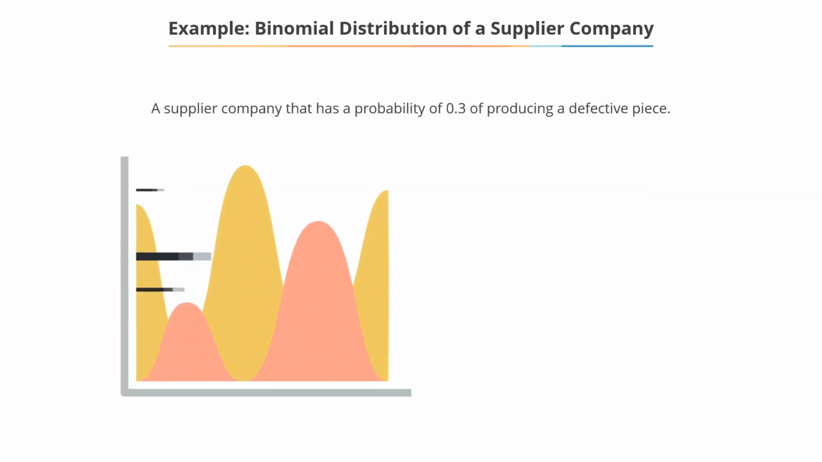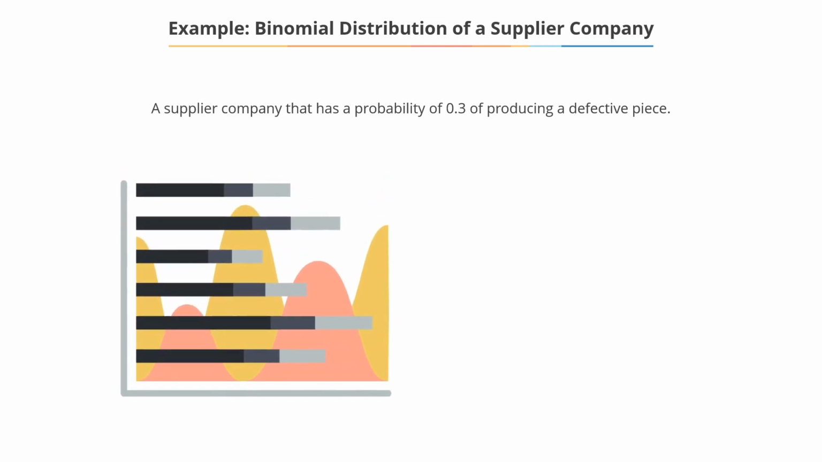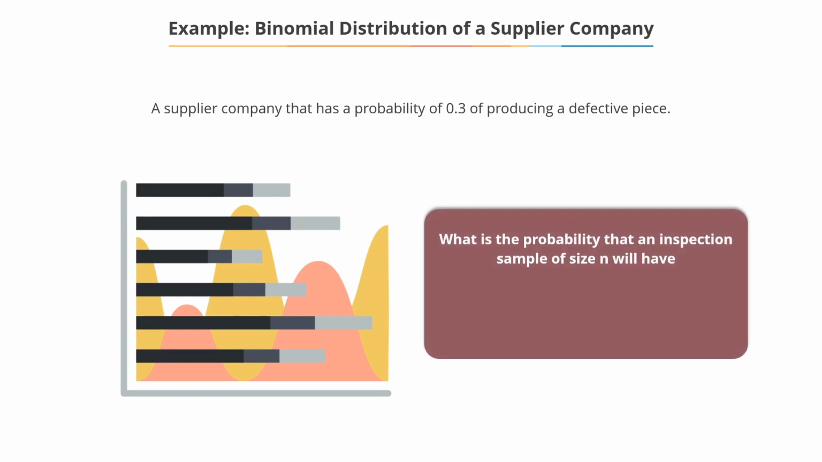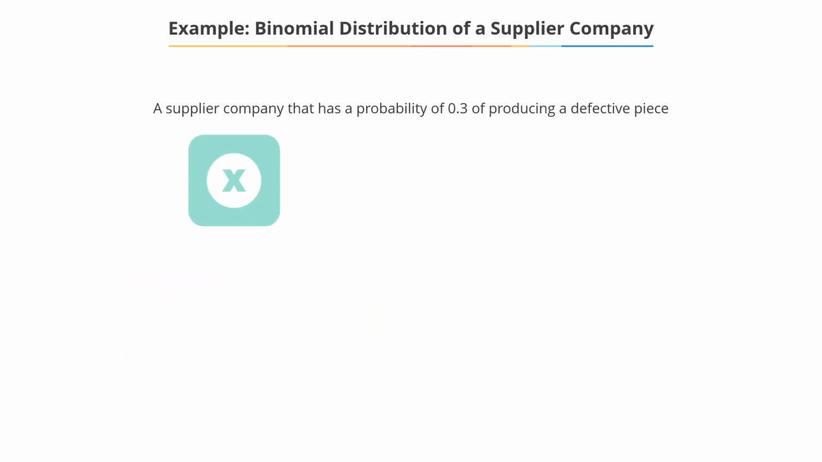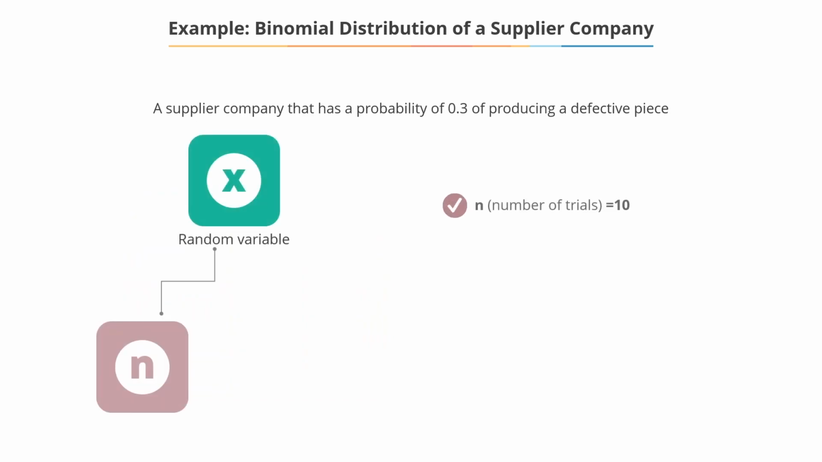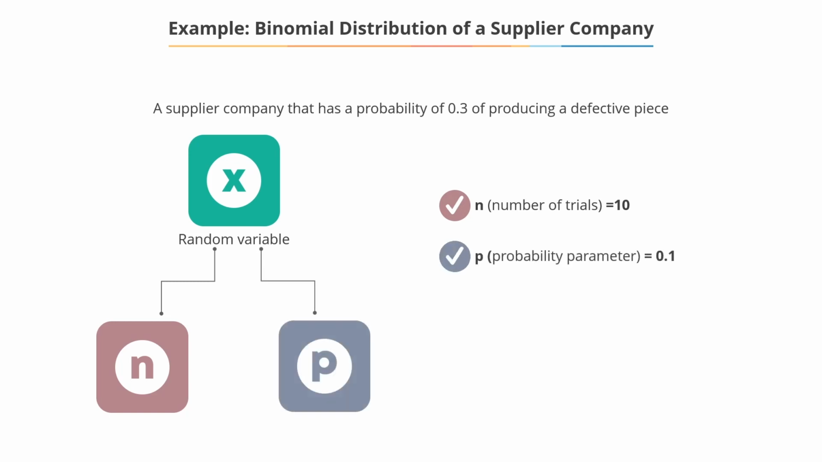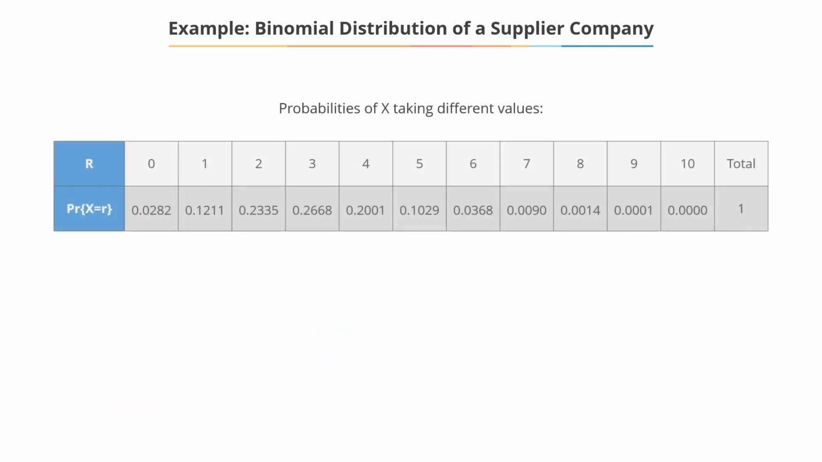Let's look at another example. A supplier company's process is such that it has a 0.3 probability of producing a defective piece. What is the probability that an inspection sample of size 10 has A. 2 or fewer defectives, B. 4 or more defectives? And the solution will be like this. Let x denote the random variable indicating the number of defectives in the inspection sample of size 10. Assuming that the process is Bernoulli, x follows a binomial with parameters n equals 10 and p equals 0.3. The probabilities of x taking different values are as follows.